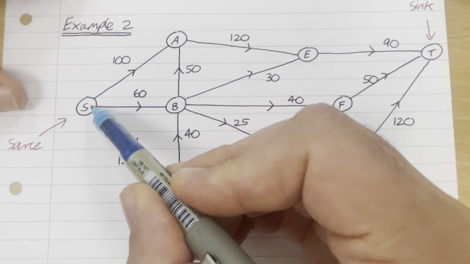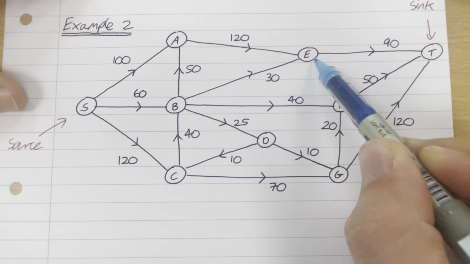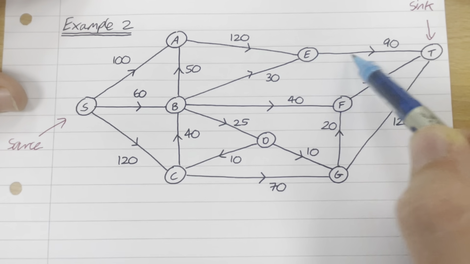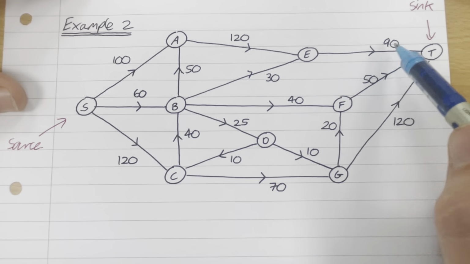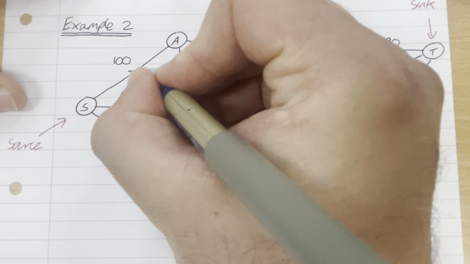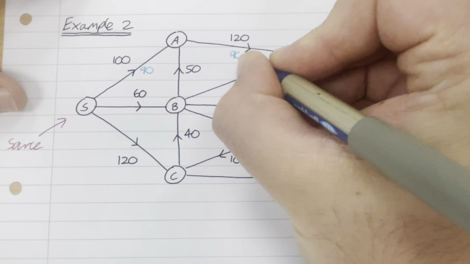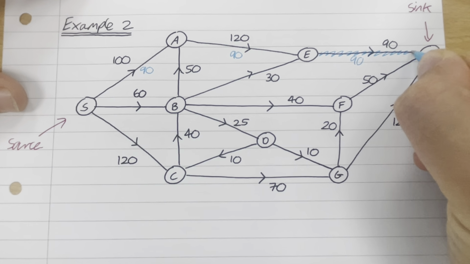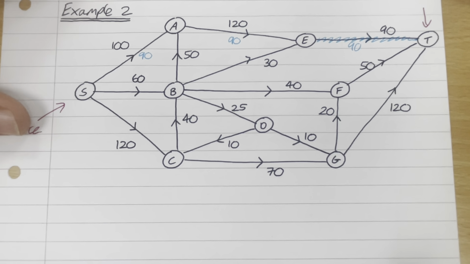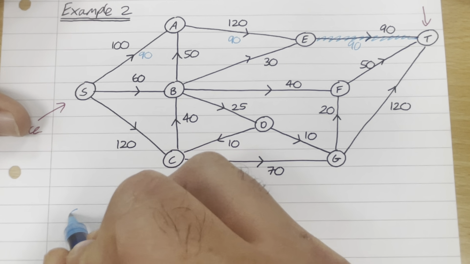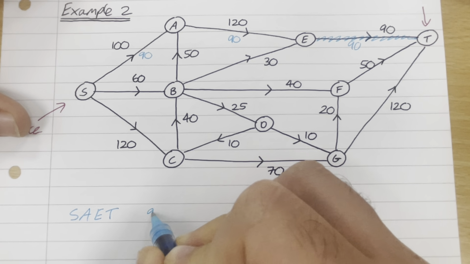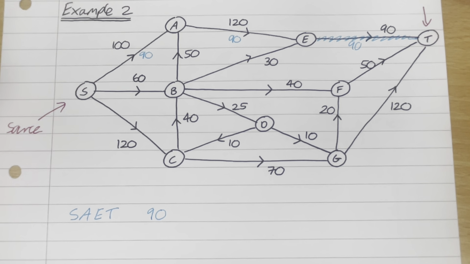Okay, so let's have a look at this route first of all. SAET, it just goes along the top of the network, nice and easy to spot what flow I can push through there, and the smallest of those three numbers is 90. So I'm going to push 90 units of flow through that route. That means that this pipe is saturated. Put a squiggly line on it. And I'm just going to jot under here my route, SAET, and that is 90 units of flow.